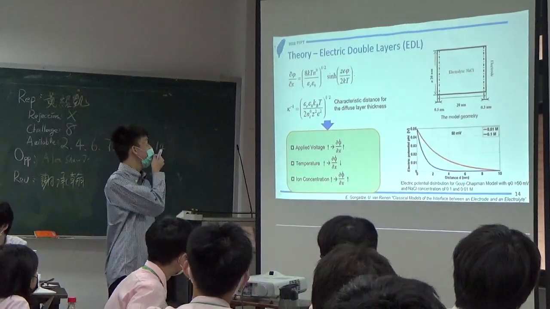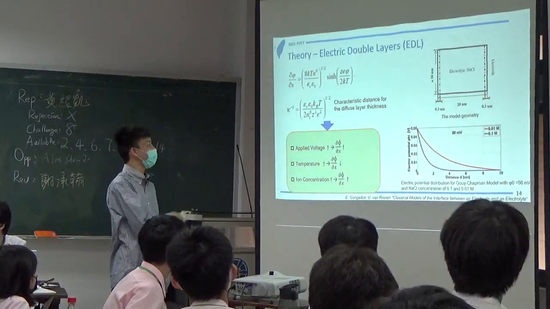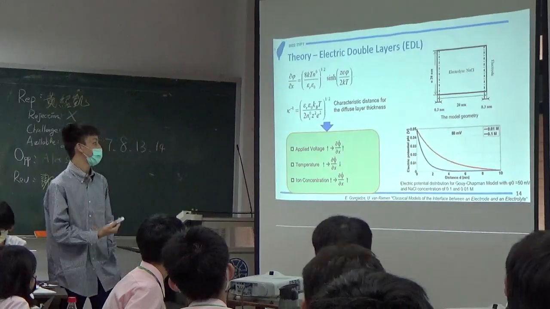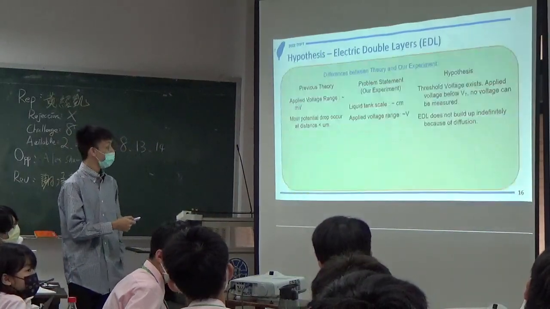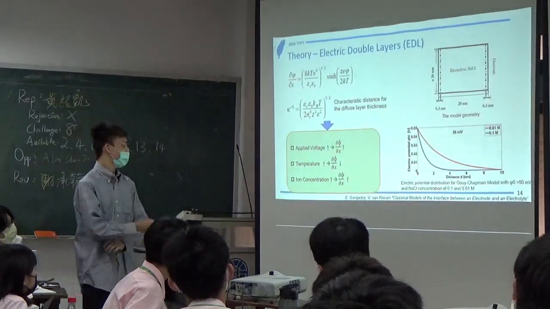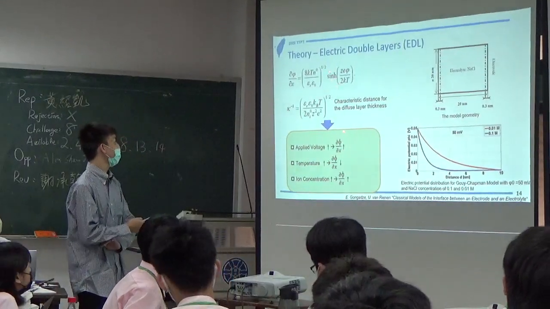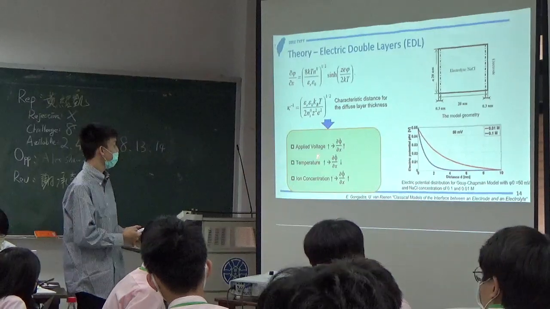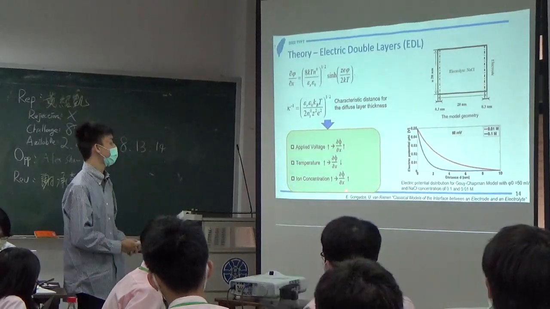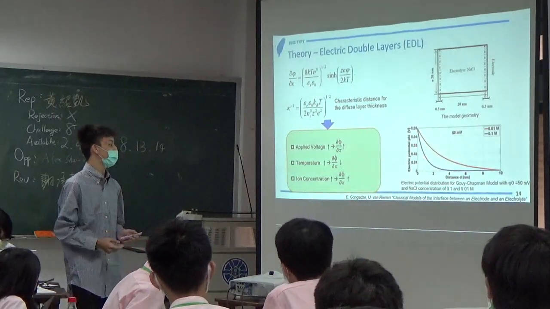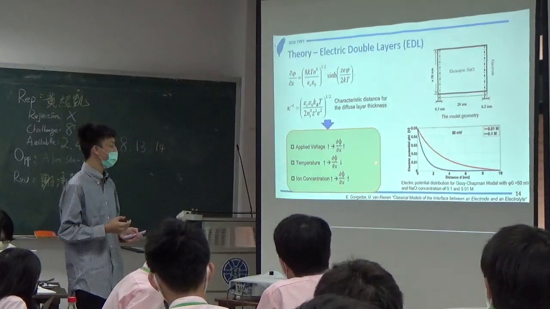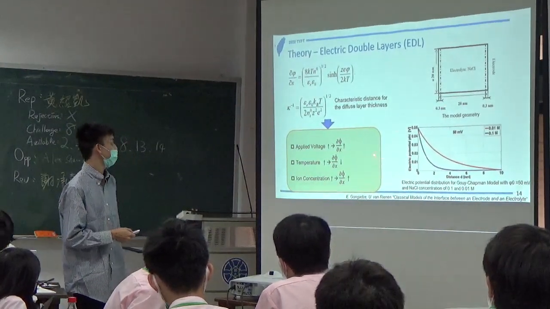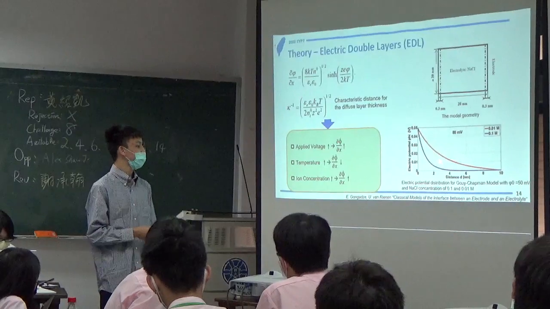We know that here kappa to the power of -1 represents the diffuse layer. We can find a few things from this theory: when the applied voltage or ion concentration increases, the gradient of the voltage also increases, and when the temperature increases, the gradient of the voltage actually decreases.